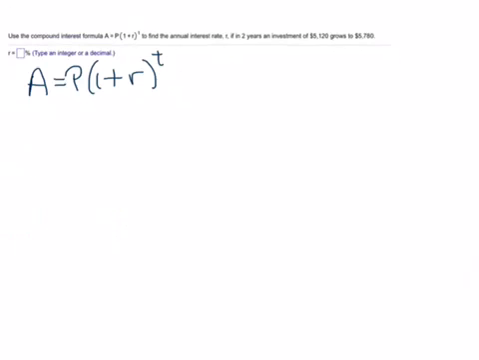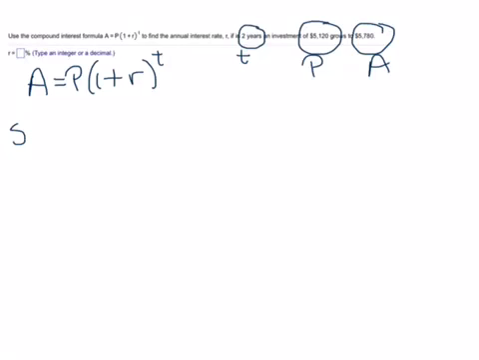In this problem, they've asked us to figure out the annual interest rate R if in 2 years an investment of $5,120 grows to $5,780. So let's see. Clearly here, the 2 is our time t, and the amount that we invested at the beginning is our principal. That is the $5,120. And the amount that we end up with at the end of the investment is our amount A. That's the $5,780. Okay, so let's plug everything in.